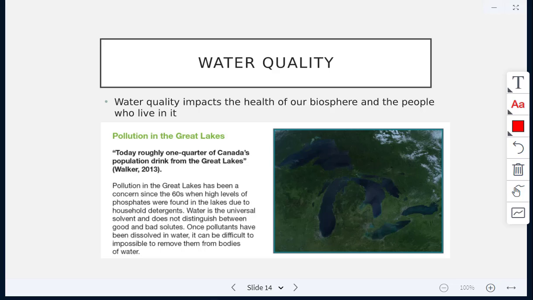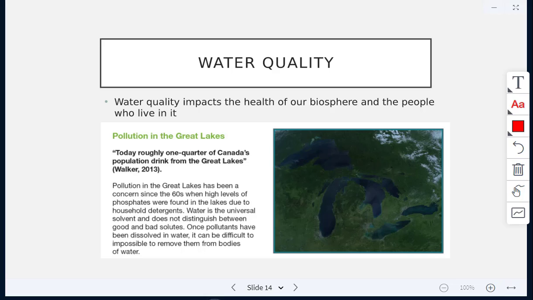All right, so next we have water quality. The quality of water impacts the health of the biosphere and the people who live in it, as well as other organisms and other species. So this is the diagram of the Great Lakes, showing pollution in the Great Lakes.